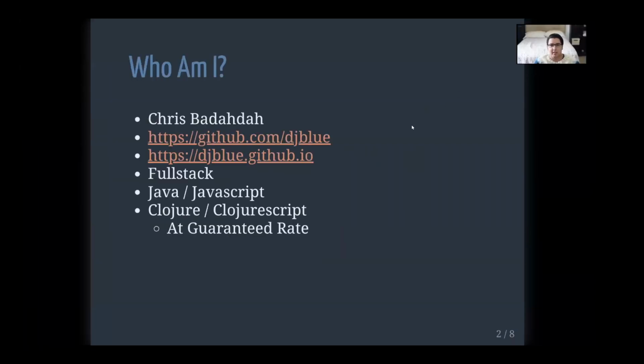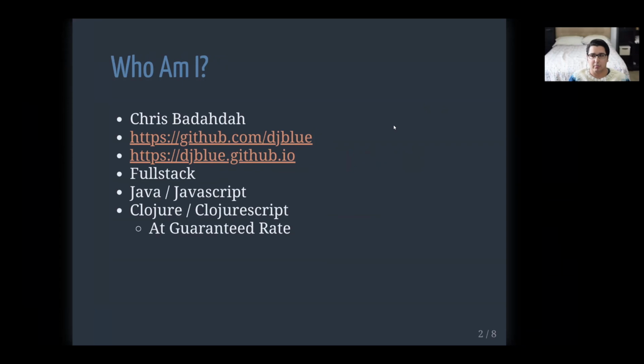So who am I? My name is Chris. I've been doing software engineering for about 7 years, mostly full stack in Java and JavaScript. But the last 2 years, I've been lucky enough to be able to do Clojure and ClojureScript, specifically at Guaranteed Rate, and we are hiring. So if that sounds interesting to you, let me know after the talk. But yeah, the last two years of Clojure have been pretty awesome.